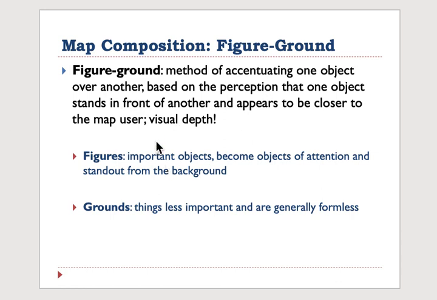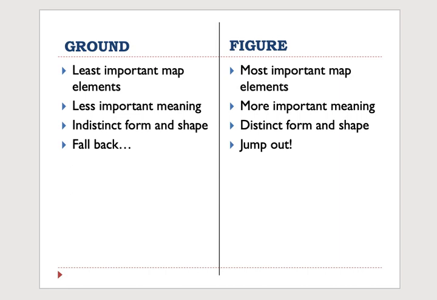So the figure to ground method of accentuating one object over another is based on the perception that one object stands in front of another and appears to be closer to the map user. So this is showing us visual depth. Figures are important objects. They become objects of attention and stand out from the background, whereas grounds are things less important and are generally formless. So ground again is least important map elements, less important meaning, indistinct form and shape, and they fall back. Whereas figure is the most important map elements, more important meaning, and distinct form and shape, and they jump out.